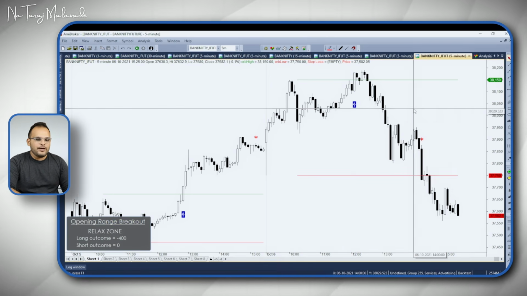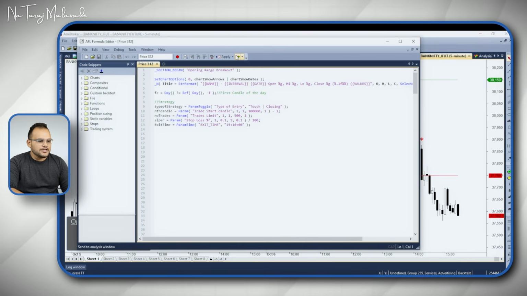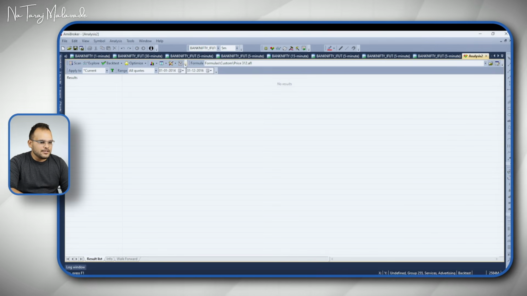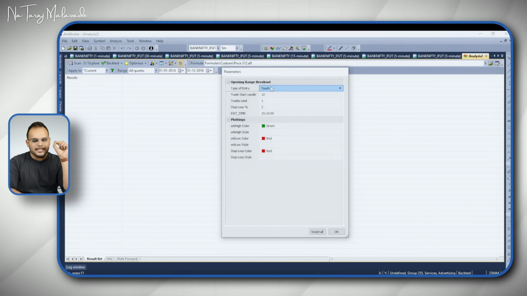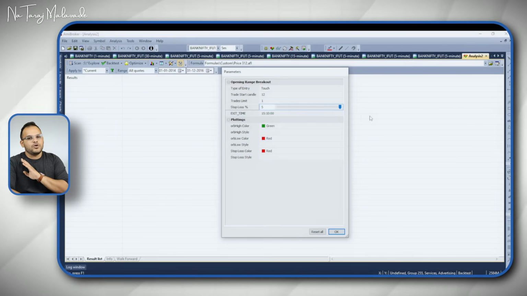So let's verify or backtest the different variations of this strategy now. In this case, if I go to the parameters, we are testing the touch basis entry, and the starting candle is 12. That means the first 1 hour range. Trade limit 1. We don't want to take more than one trade per day. And stop loss is 2%. I don't want any particular stop loss here, so that's the reason I'm making it a maximum of 5%. In this case, I'm considering the opposite level itself as a stop loss.